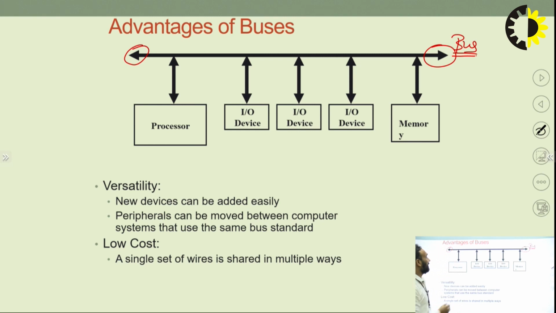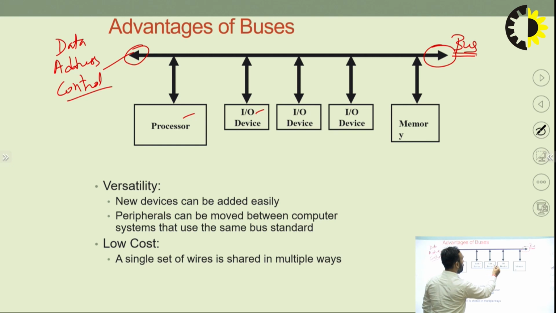Okay, that consists of three signals: data, address, and control, as we discussed in detail in the previous slide. As we see here, there are different devices connected, like processor, IO devices, memory, and so on.